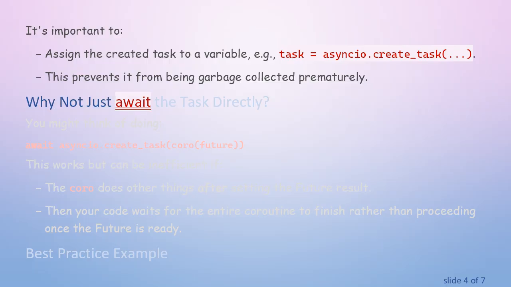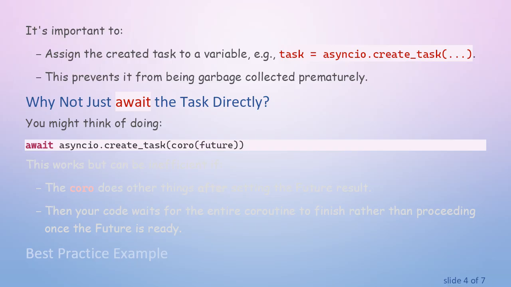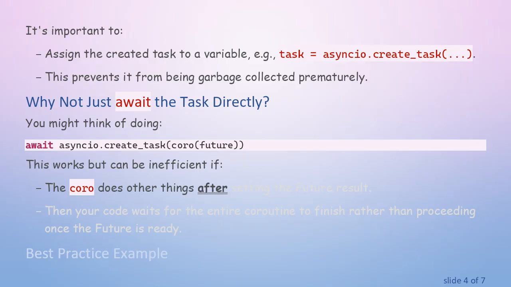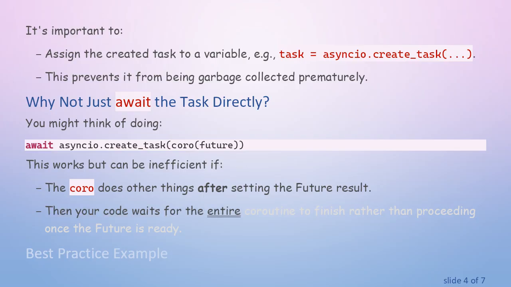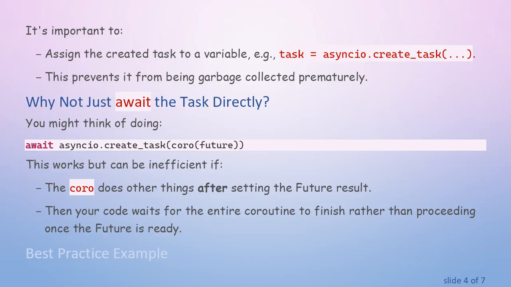Why not just await the task directly? You might think of doing this. This works but can be inefficient if the coro does other things after setting the future result. Then your code waits for the entire coroutine to finish rather than proceeding once the future is ready.